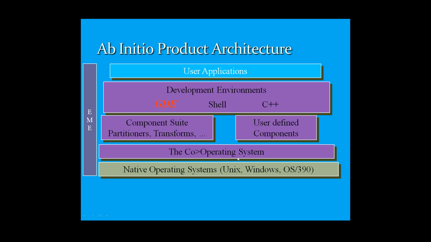So this interface is supposed to convert the graphical code into the Unix understandable format, because my Unix cannot understand this graphical format. That's why if you install the Co>Operating System on the Unix operating system, the job of this Co>Operating System is to convert the graphical symbols into the Unix understandable format. So this is taken care of by the Co>Operating System automatically. You need not do anything. Okay, so let me come back to this one. I will show you the GDE product.